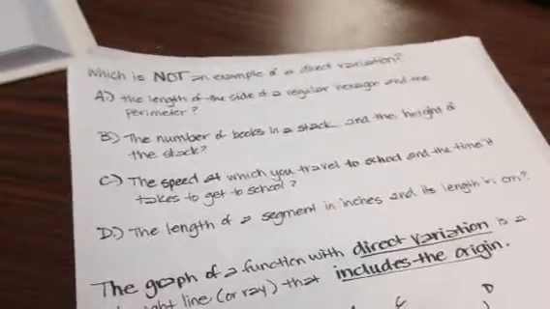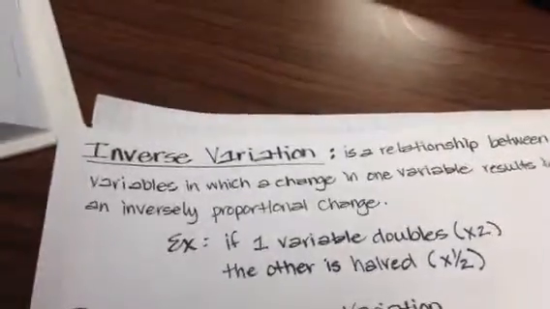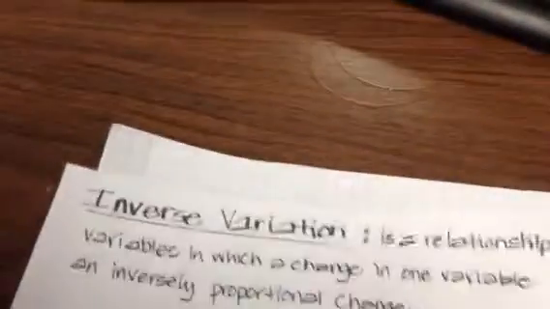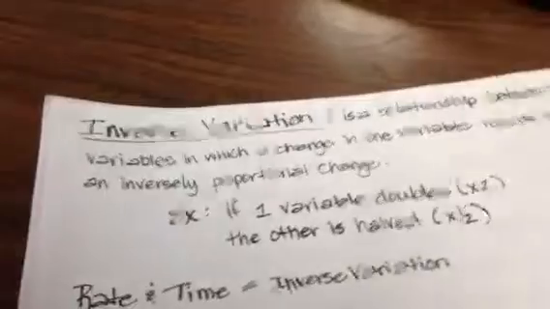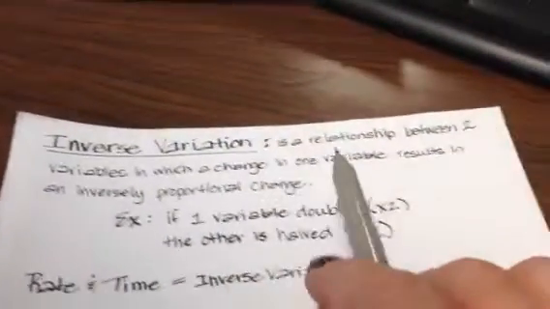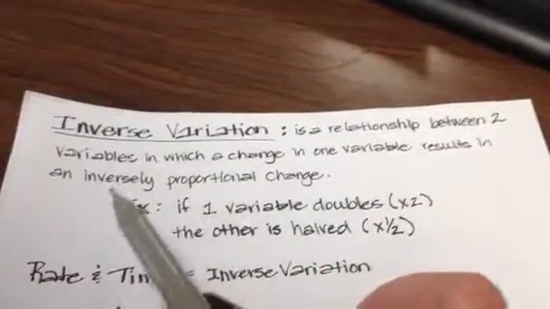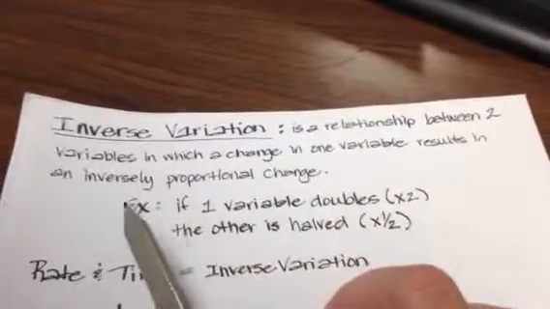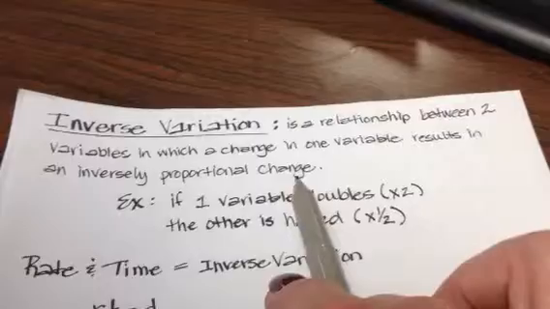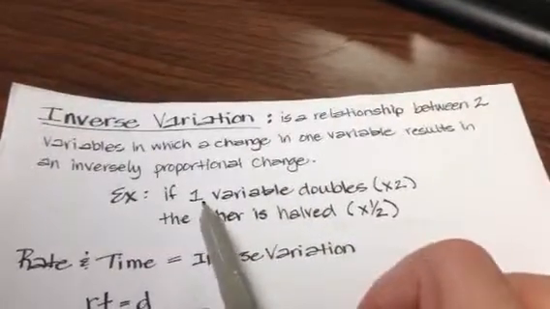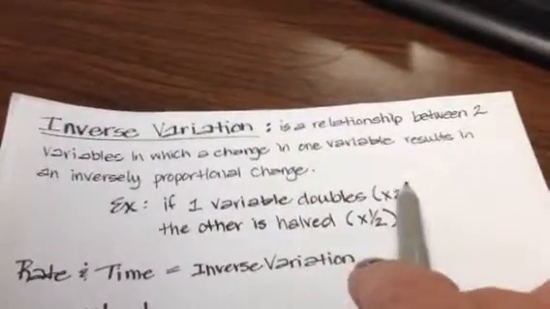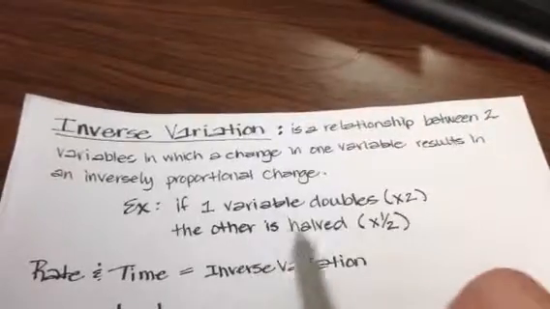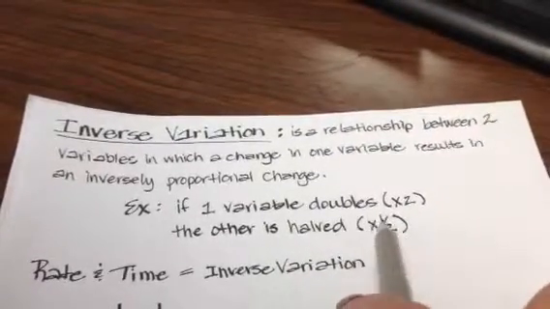All right, let's look at some more. Inverse variation. Don't get scared. New words, not hard. Inverse variation is a relationship between 2 variables in which a change in one variable results in an inversely proportional change. What? For example, one variable doubles, times 2, and the other is half, times the reciprocal, times 1/2.